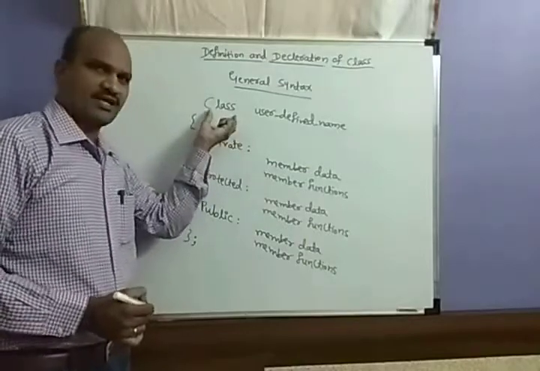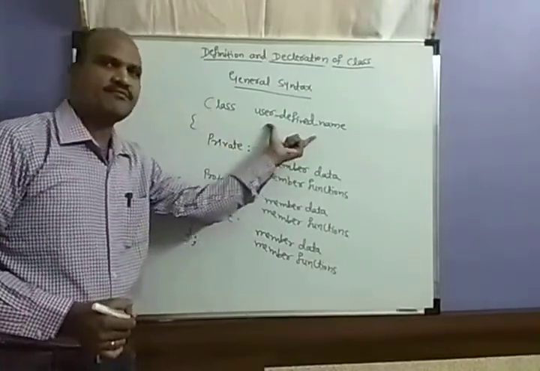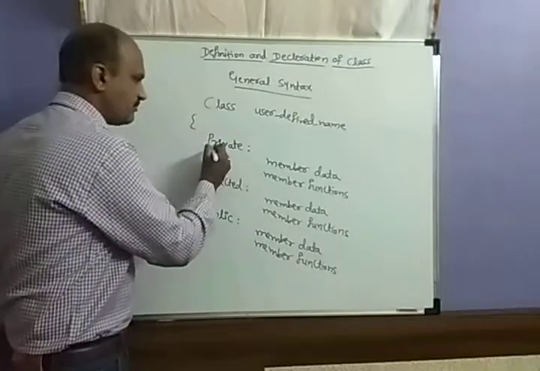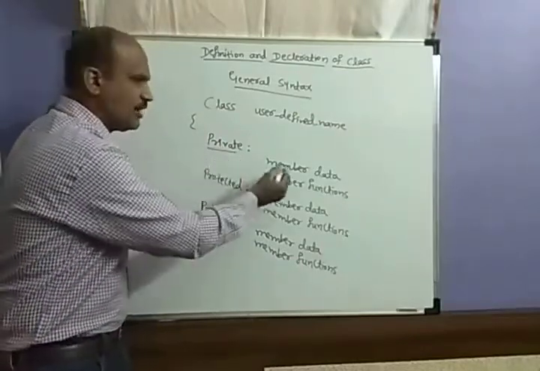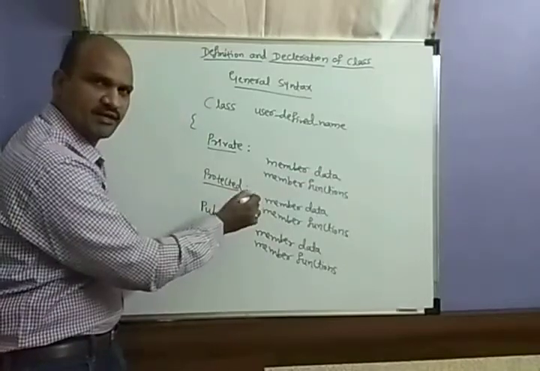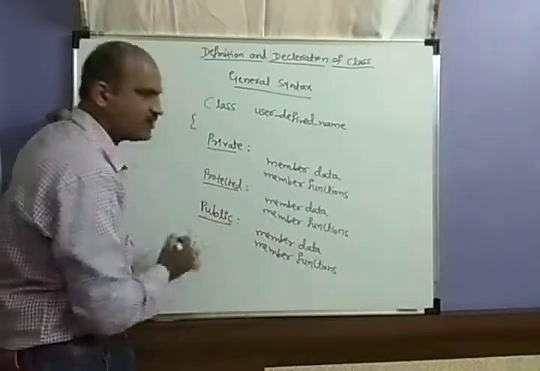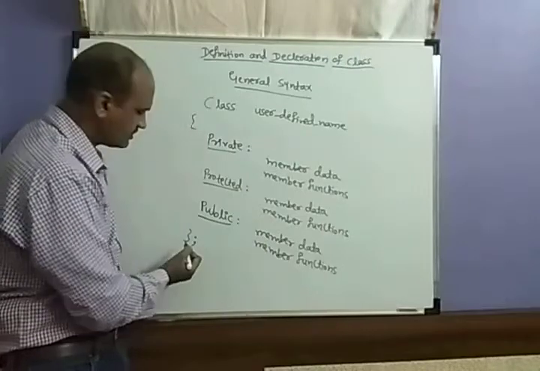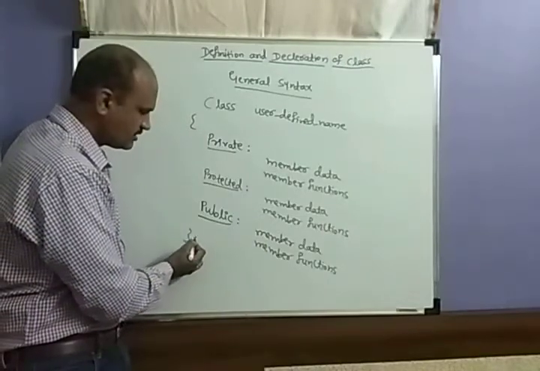So here: the class, user defined name, open brace, first the private. In that private we have member data and member functions. In the protected we have member data and member functions, and in public we have member data and member functions. Close the brace with the semicolon.